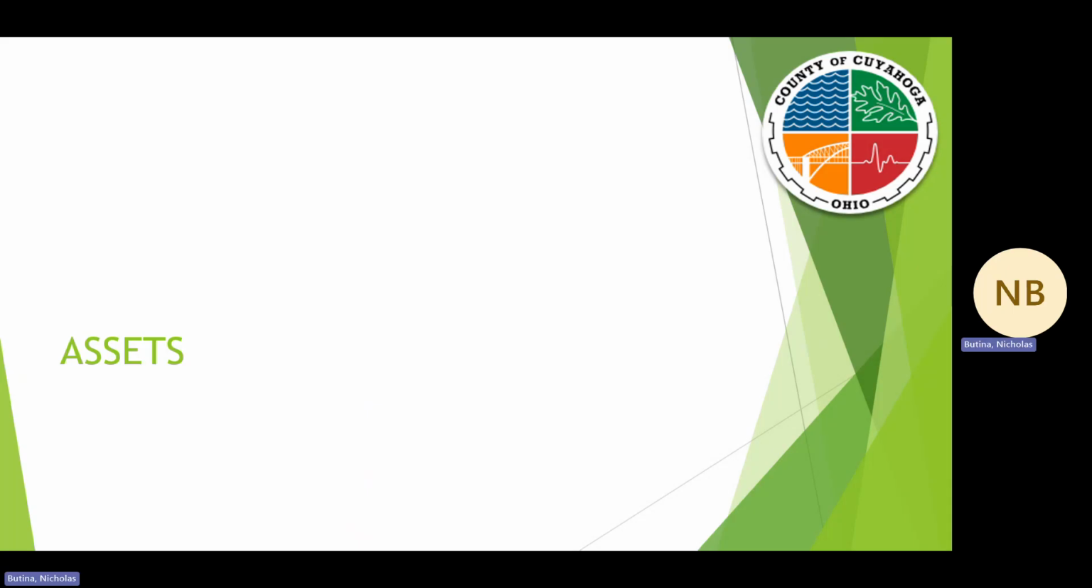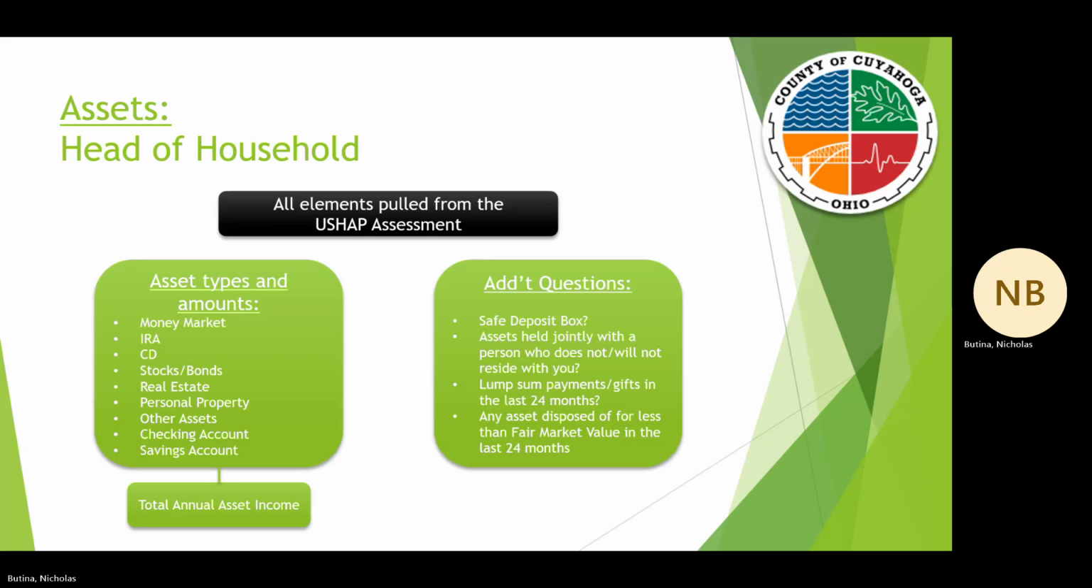Along with income, the applicant must report any assets they may have. For the head of household, the USHAP will ask about money markets, IRAs, CDs, stocks and bonds, real estate, personal property, other assets, checking accounts, and savings accounts, and it'll total the annual asset income based on the numbers you enter in. Additional questions are also asked to determine assets.